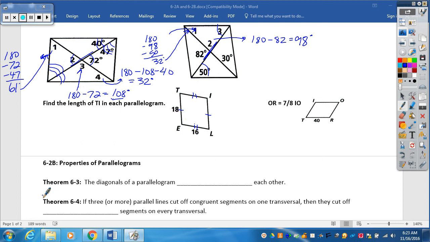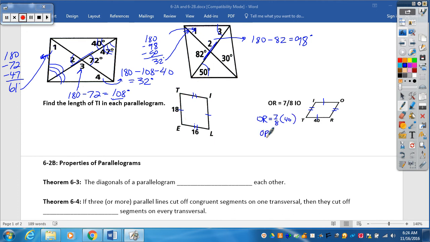Okay. And then for the last one, this one's a little confusing sometimes. This is not 10. This is segment IO. Okay, and so we know that segment IO is 40 units, whatever it is. So to find the length of OR, if you want to find this length right here, we're going to take 7/8 of 40. So I'll just write that out. OR equals 7/8 of 40.